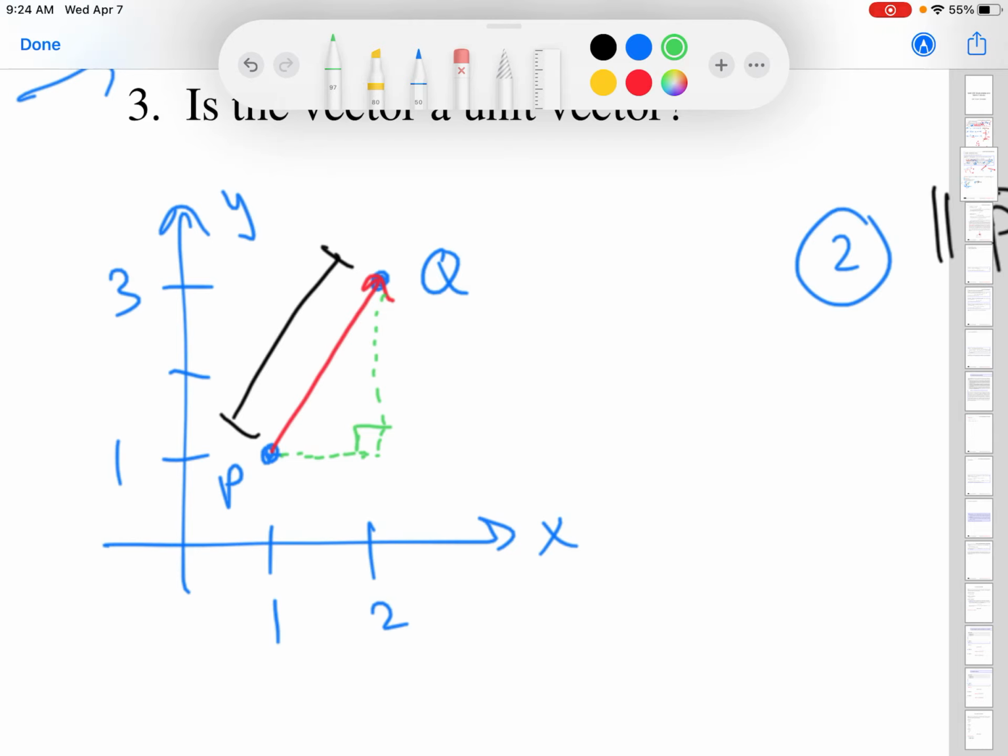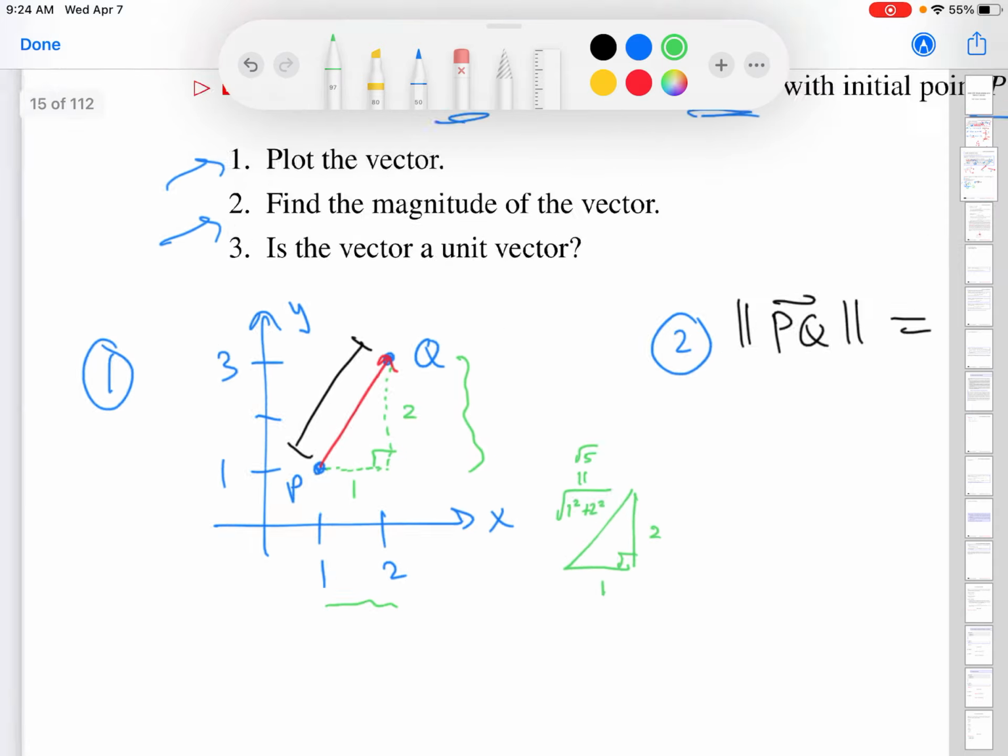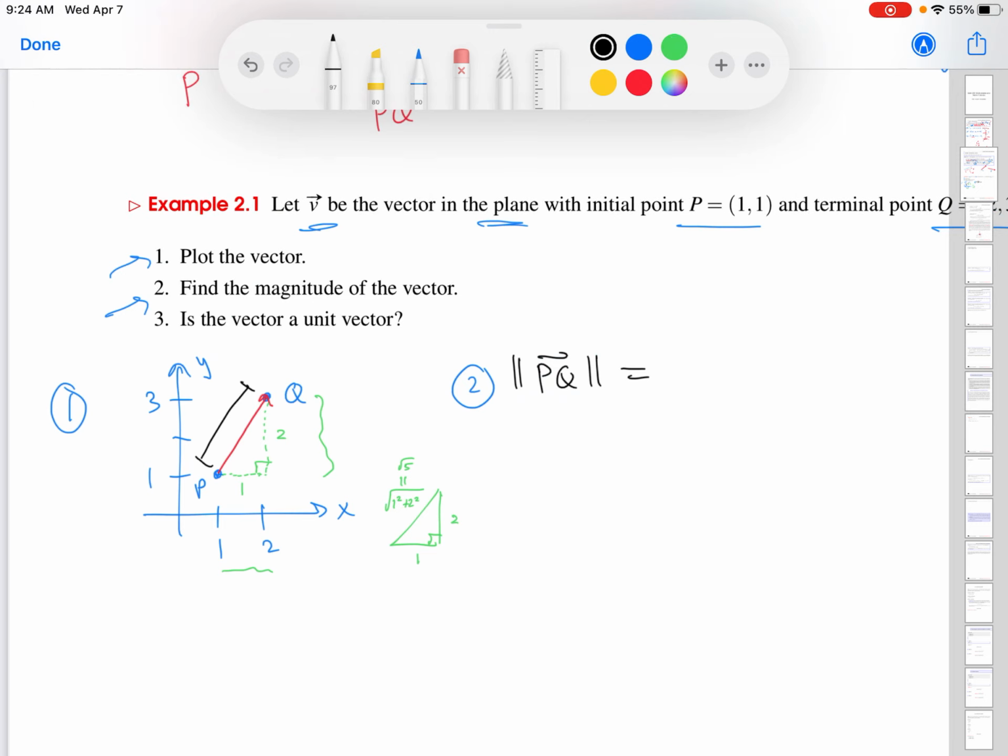And what do I see for the base of this triangle? Well, this has base length 1 because it's 2 minus 1. And then over here, this has length 2, 3 minus 1. So I have a right triangle that looks like this, 1, 2, and then by the Pythagorean theorem, this would be the square root of 1 squared plus 2 squared, which is square root of 5. Great. So we have found the length of the hypotenuse, which is the length of the directed line segment from P to Q. In other words, the length of the vector PQ. So the right-hand side is square root of 5.